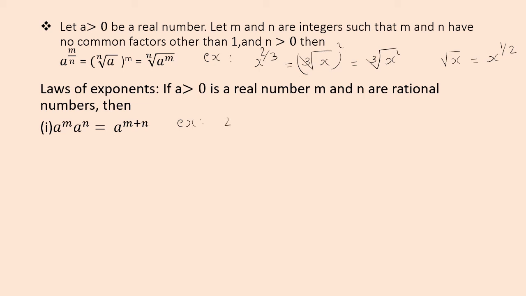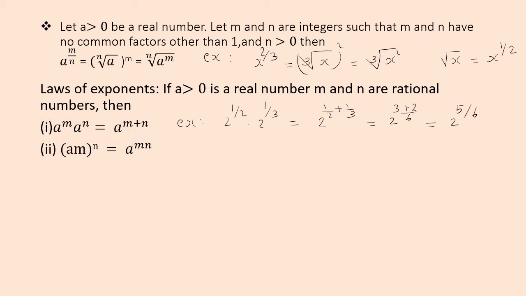2 raised to 1 upon 2 multiplied by 2 raised to 1 upon 3 is equal to, since you are finding the product and the bases are the same, 2 raised to 1 by 2 plus 1 by 3. That is equal to 2 raised to, since the denominators are different, you have to take the LCM, that is 3 plus 2 upon 6, which is equal to 2 raised to 5 upon 6.